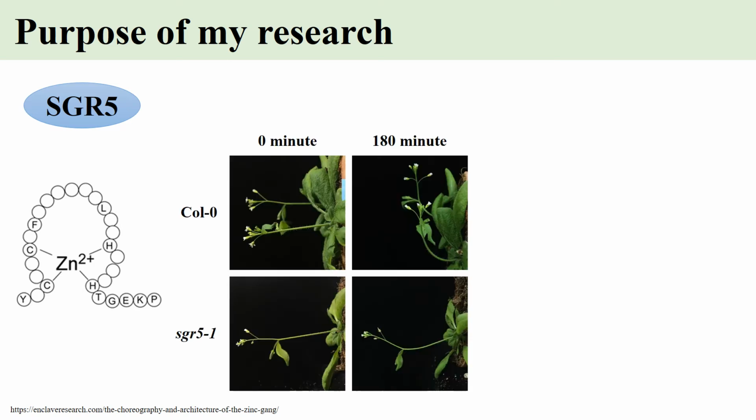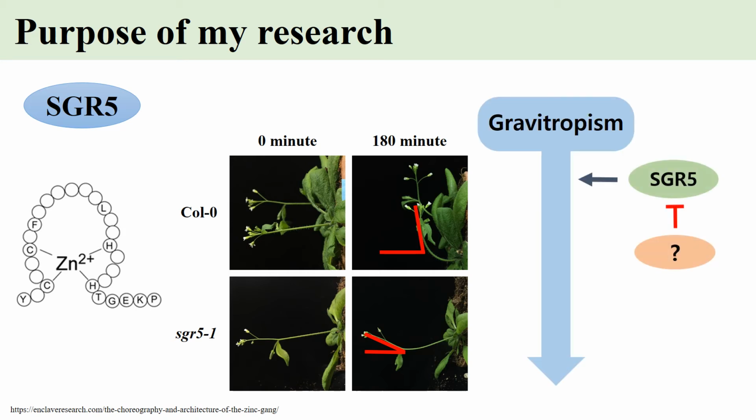As you can see in the figure, if you look at the SGR5 mutant and wild-type Col-0, you can see that the reaction speed to gravity is noticeably different over time. If SGR5 does not function in plants, the gravity reaction is inhibited. Research continues to find out molecular mechanisms for target proteins that together affect these functions of SGR5.